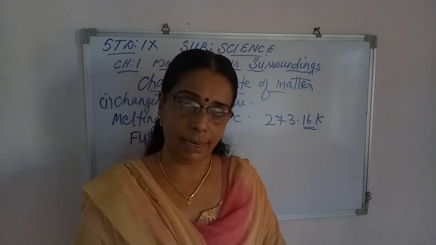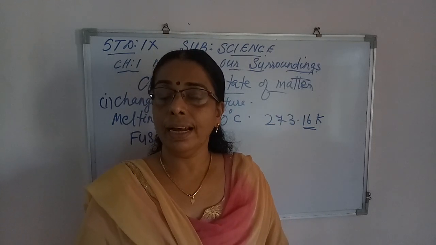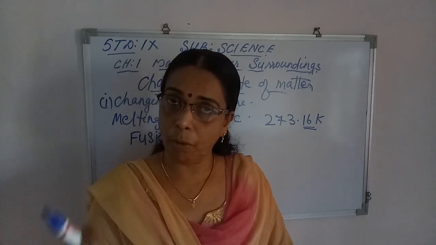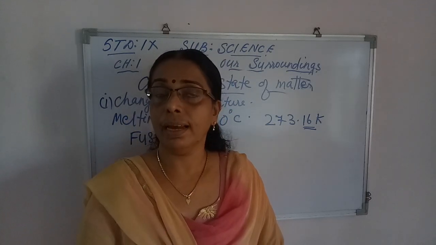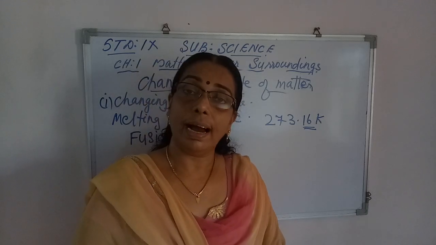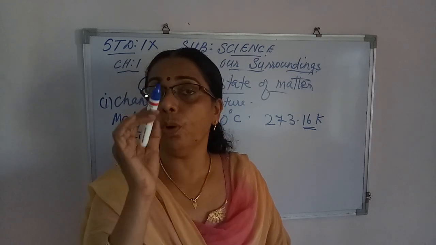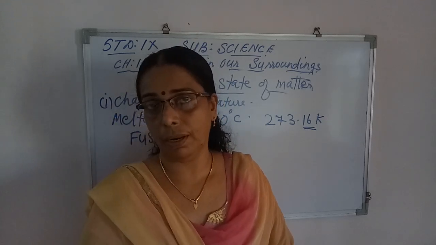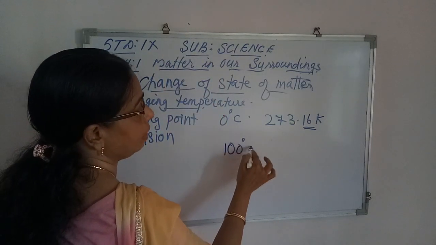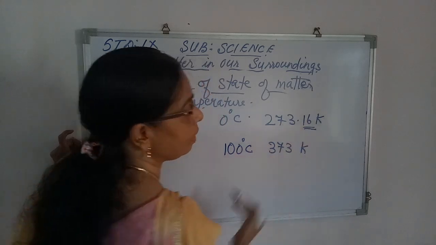Again, you continue heating and observe the thermometer. We can see that there will not be any change in the reading shown by the thermometer until all the ice gets converted to water. And when this water starts boiling, then again you note the temperature shown by the thermometer. And that will be 100 degree Celsius, or 373 Kelvin.